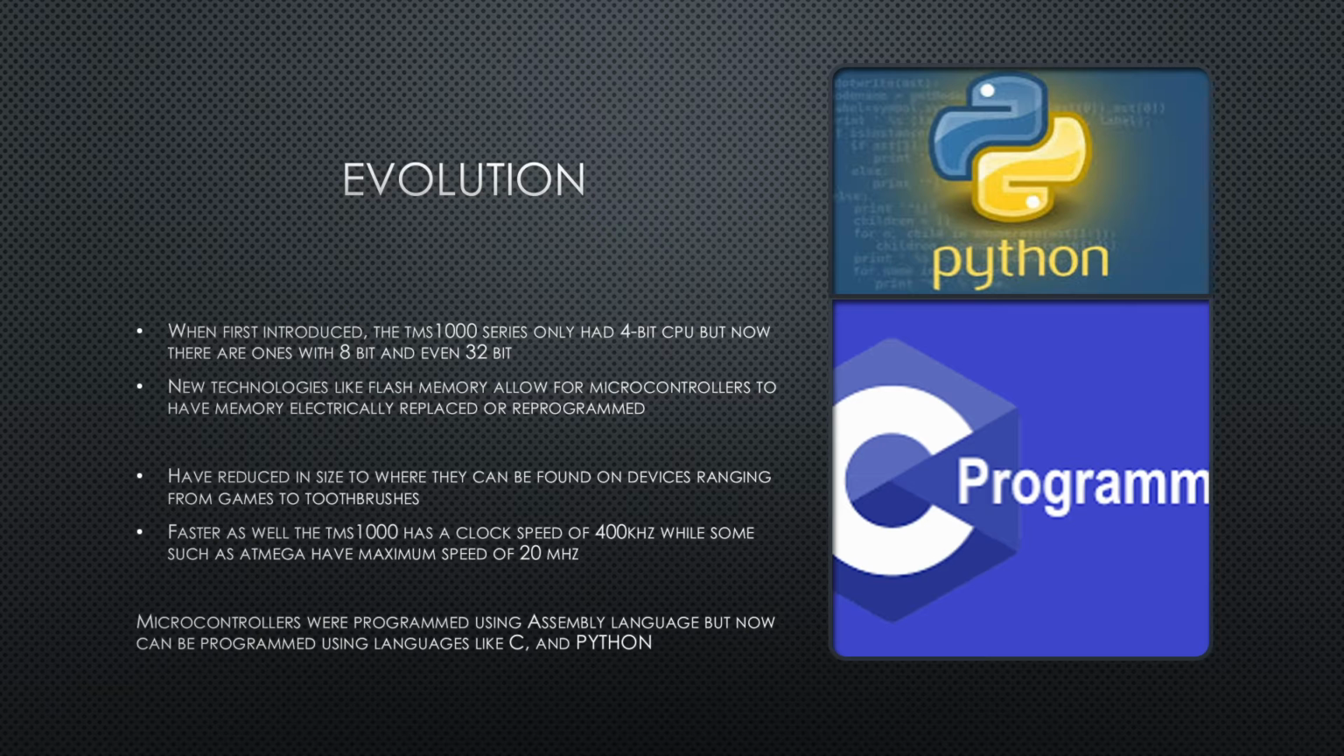Having been reduced in size, microcontrollers can be found in almost anything you can think of, besides just calculators from Texas Instruments, from toothbrushes to game consoles to toys. Also, the TMS-1000 had only a clock speed of 400 kilohertz, while some, such as the ATmega, have a maximum speed of 20 megahertz. Also, microcontrollers from the beginning could only be programmed with archaic languages such as assembly language, but now microcontrollers can be programmed with a variety of different languages like C, Python, and even JavaScript.